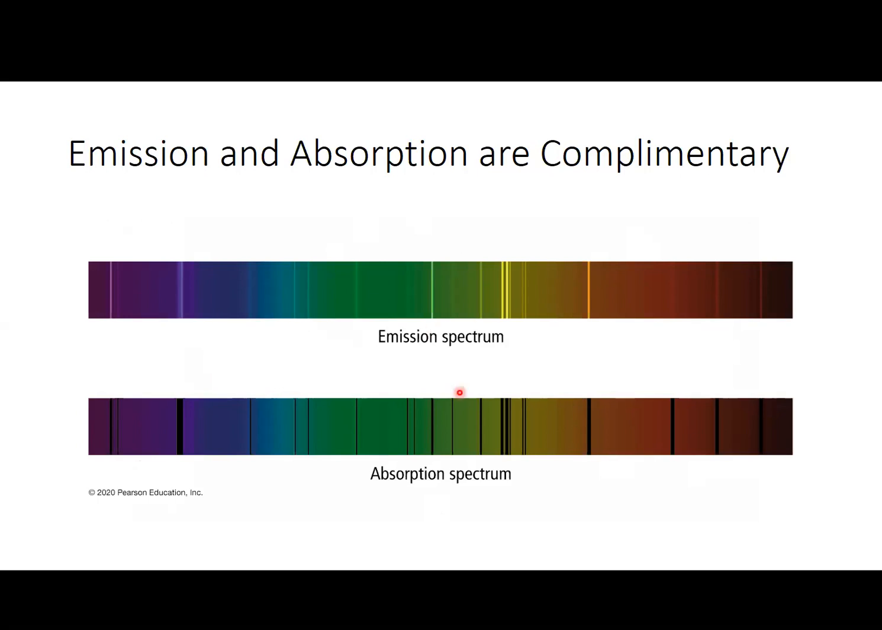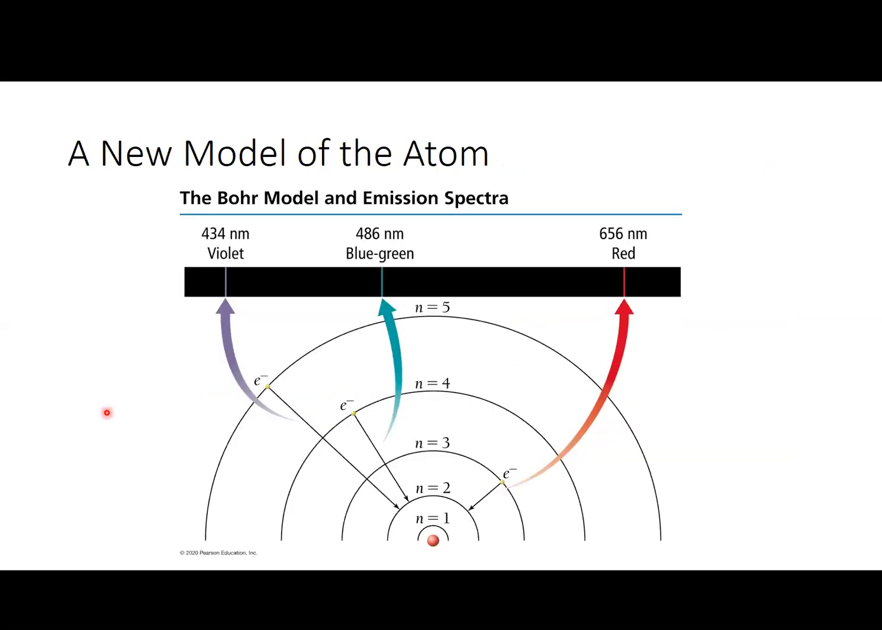If something is absorbing that light, these wavelengths are missing. So these are always complementary things. Sometimes you'll see an emission spectrum, sometimes you'll see an absorption spectrum. We usually use absorption spectrum in our characterization of different molecules. So this required a new model of the atom.